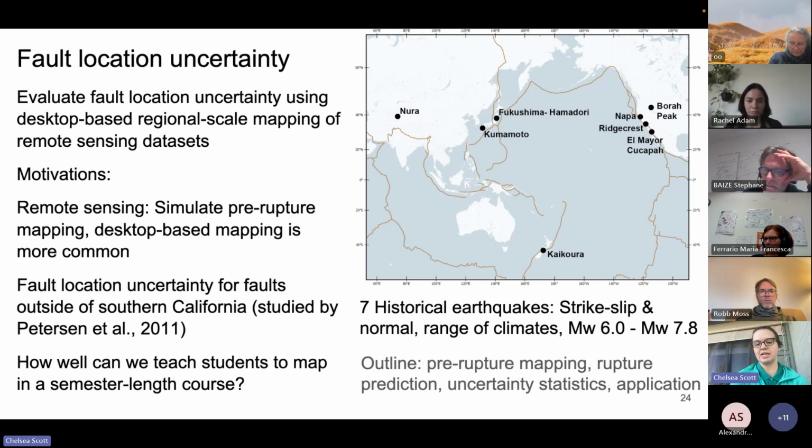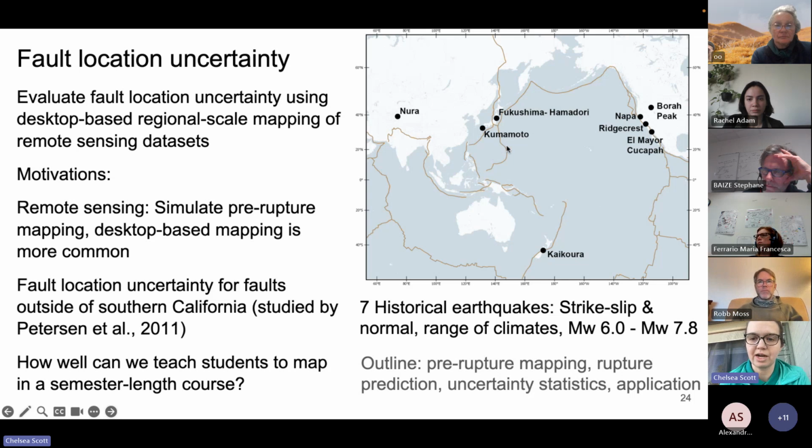So in this study, we focused on 7 historical earthquakes with strike-slip and normal senses of motion. They occurred in a range of climates with magnitudes ranging from 6 to 7.8. And in today's presentation, I will focus on this Borah Peak earthquake here in Idaho and the Kumamoto earthquake in southwestern Japan. For the outline, I will discuss the pre-rupture mapping, the rupture prediction analysis, uncertainty statistics, and an application.